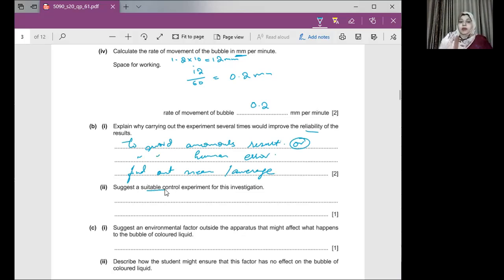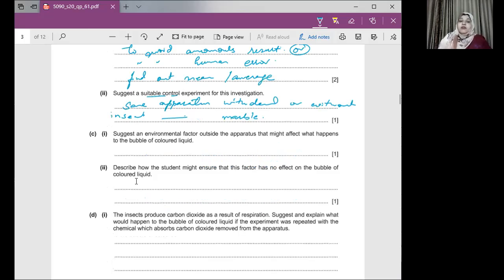Suggest a suitable control experiment for this investigation. Control means you have to go in an opposite direction. It means they are using living insect. You have to use the same apparatus with dead or without insect, or instead of insect, maybe you can use the same apparatus with the help of marble, right? So there is no insect, no respiration takes place.